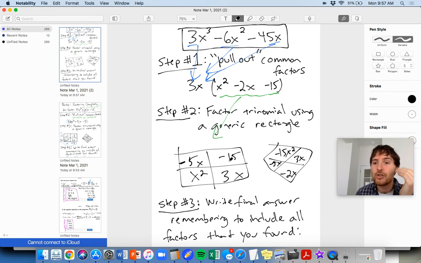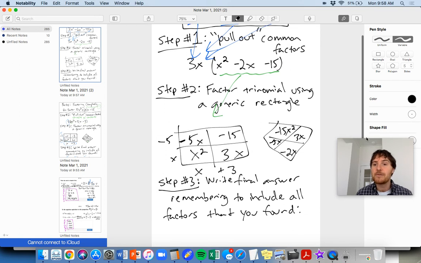So now we can factor this generic rectangle here. We know that this is x squared, so there's only one option here. x times x gives us x squared. And then this is going to be minus 5 because x times negative 5 is negative 5x. And finally, this is going to be positive 3 because 3 times negative 5 is negative 15. 3 times x, 3x. Cool. Everything checks out here.